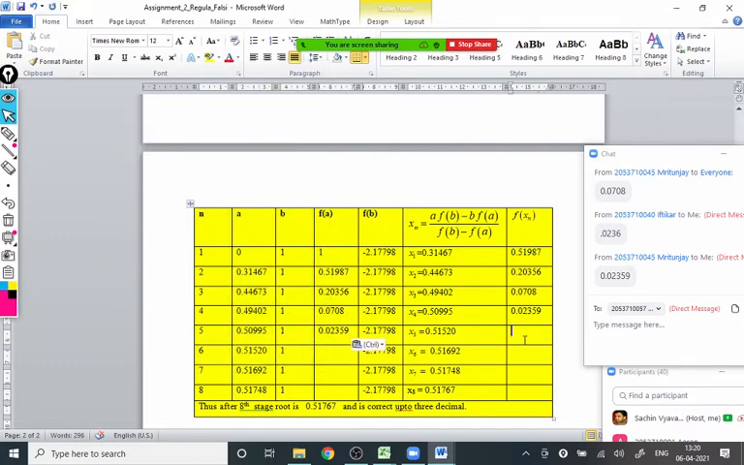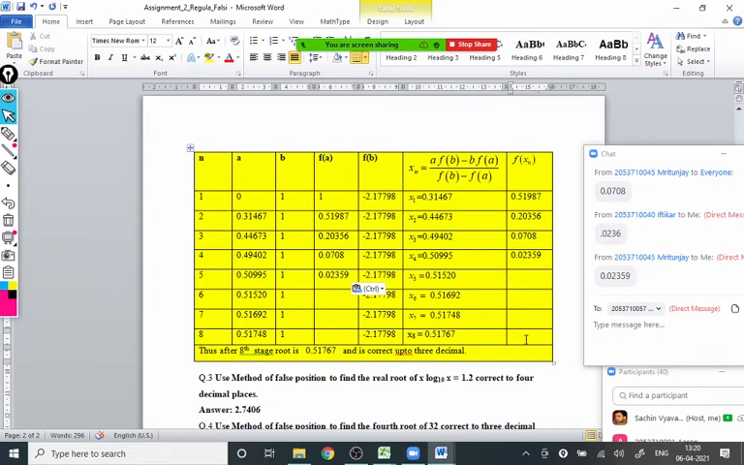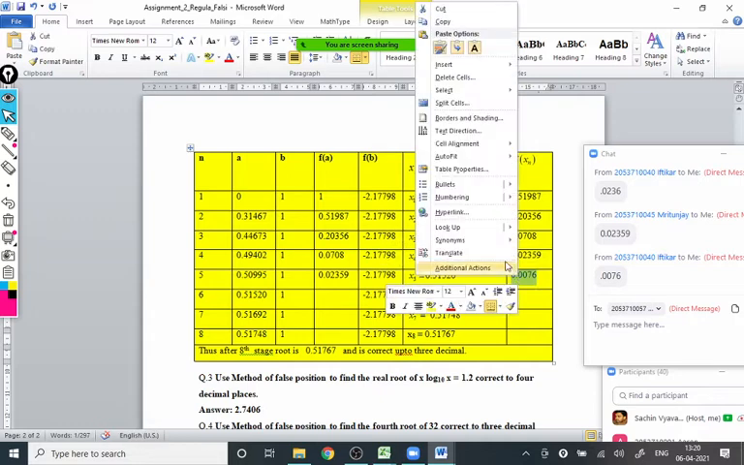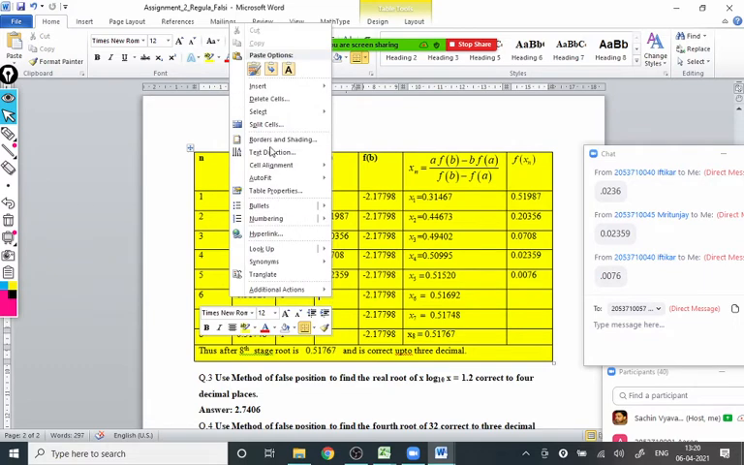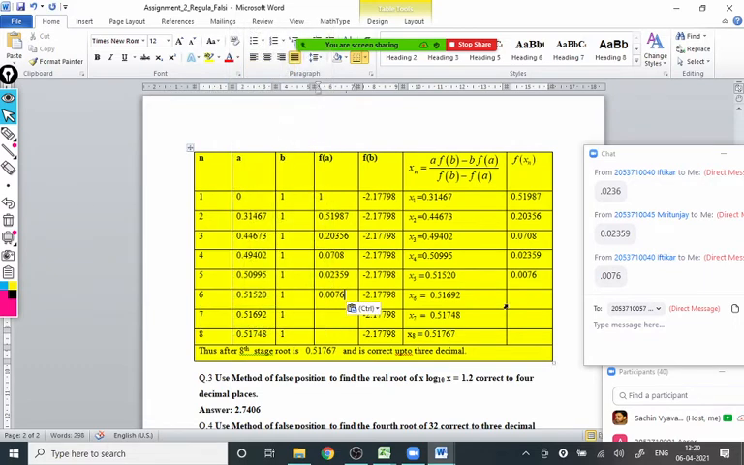Next value, 3 more. 0.51520. Okay, 0.0076, giving 4 decimals. That's okay. Next value then. 0.254.